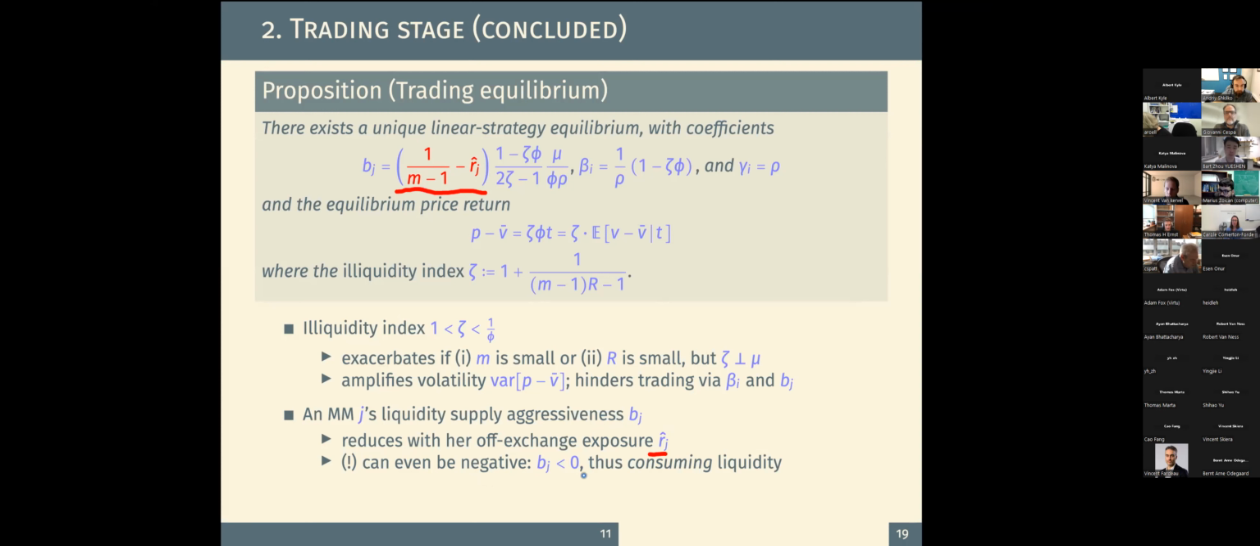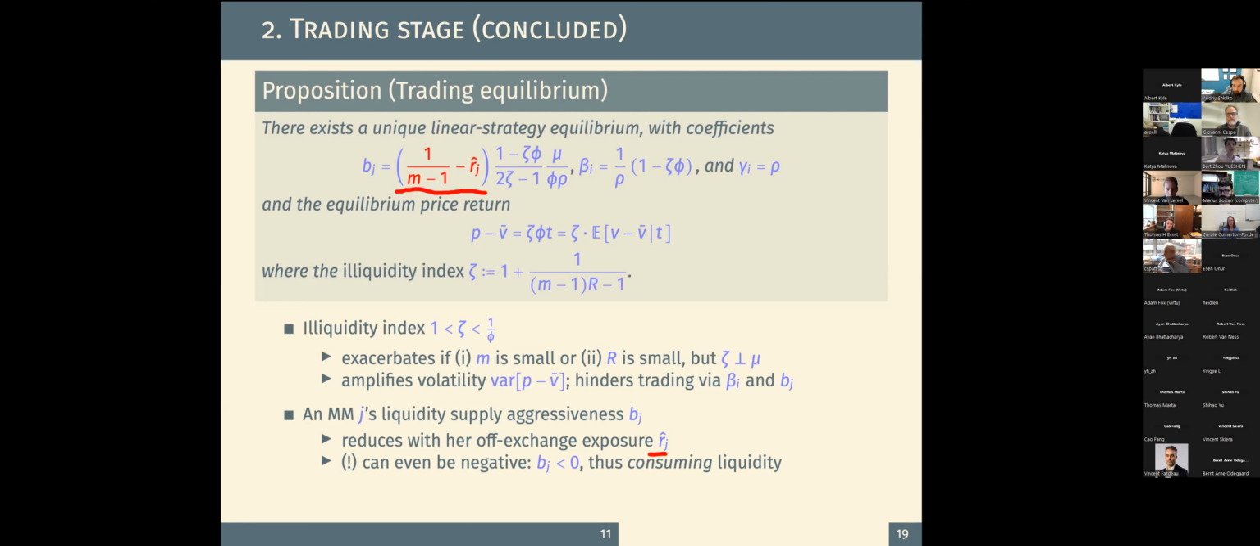What's the incentive? If my off-exchange exposure is so large that I receive so many buy orders off exchange, then the best thing for me to do is actually buy the orders on exchange and supply them to my off-exchange liquidity demanders.